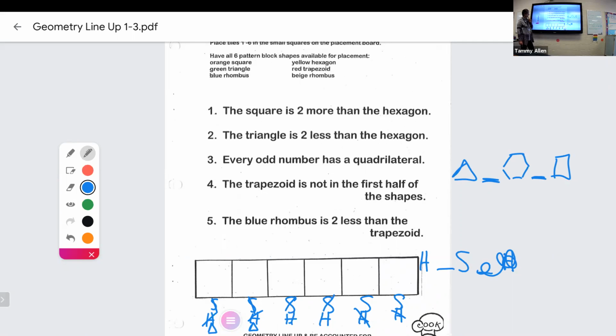Every odd number has a quadrilateral. What does it mean to be a quadrilateral? 4 sides.